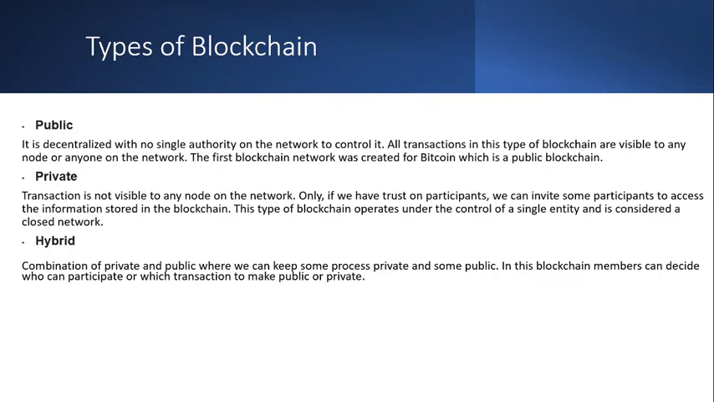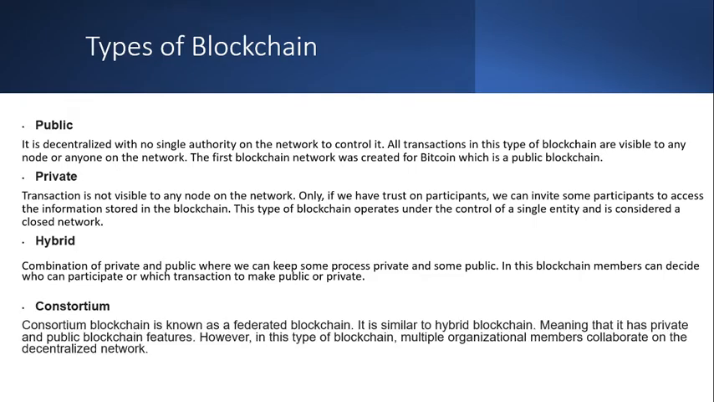The third type of the blockchain is a hybrid blockchain. By the name, it's a combination of the private and the public, where we can keep some processes or information private and the others public. In this blockchain, members can decide who can participate or which transaction to make public or private.